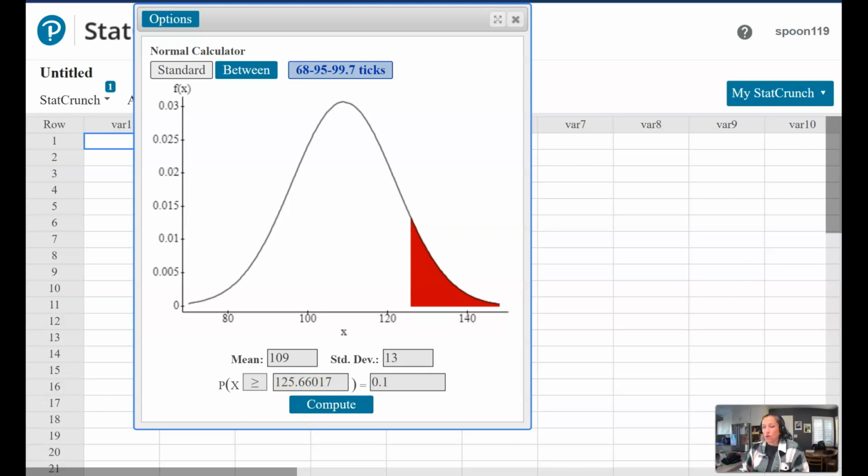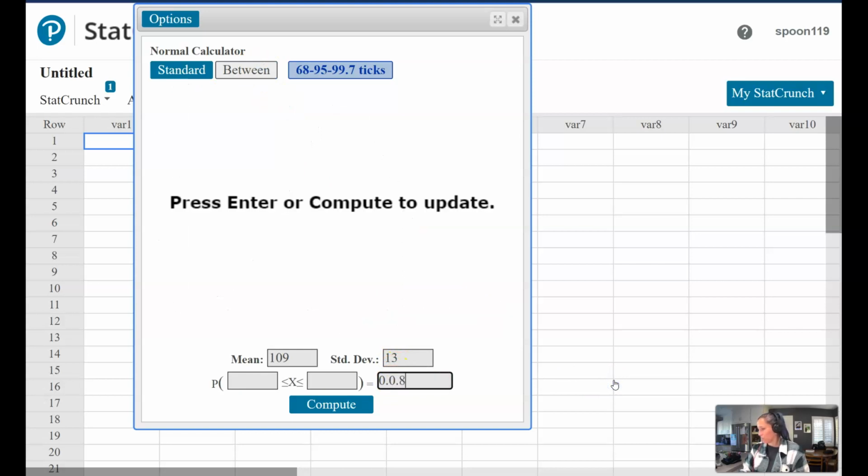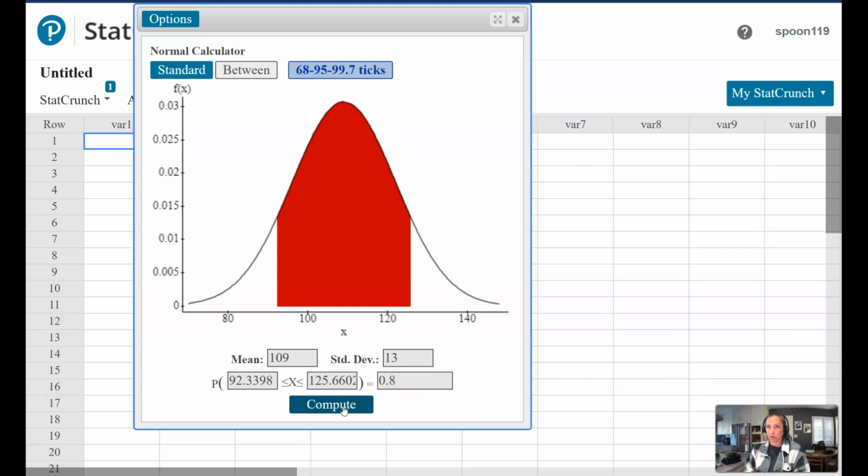The last two are a little bit more challenging. Number 4 says the middle 80%, so we have to remember that we can toggle the top to that between, and then we can just type in that 0.8, and it'll give us two different baby weights. So typical babies are between 92.3 and 125.7 ounces.